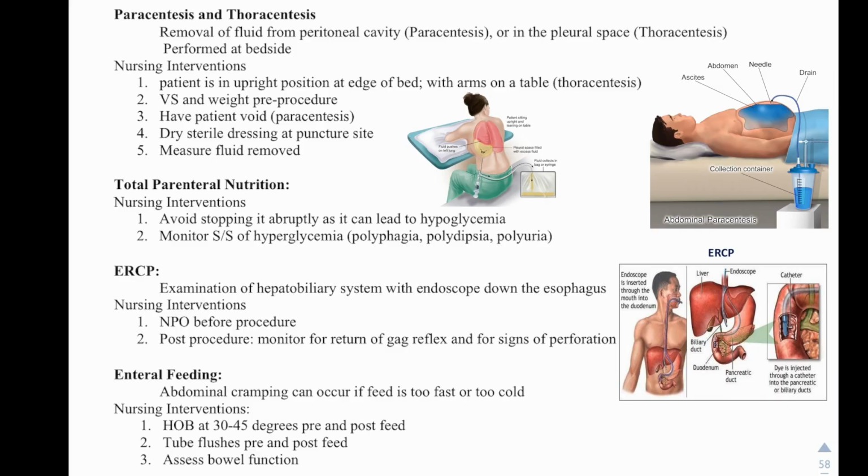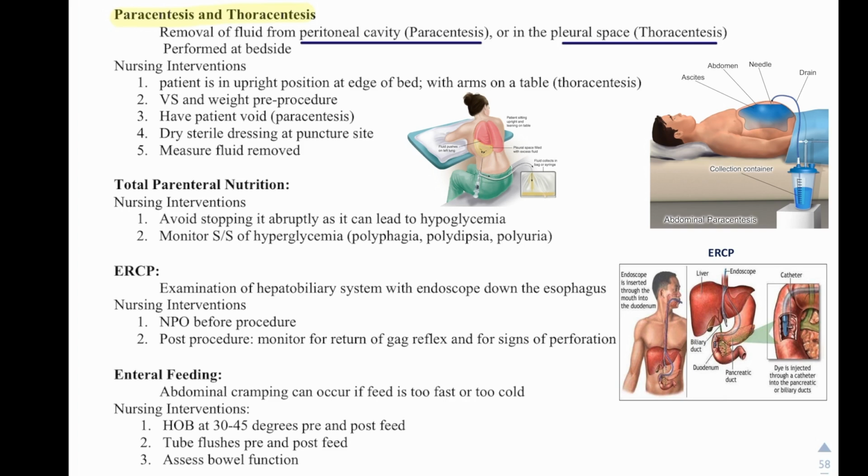All right, so let's talk about a paracentesis and thoracentesis. So these are the removal of fluid from the peritoneal cavity for a paracentesis, or the pleural space for a thoracentesis. It's performed at the bedside. Our nursing interventions are the patient is in an upright position at the edge of the bed with arms on the table for a thoracentesis. Vital signs and weights pre-procedure. Have the patient void if they're getting a paracentesis, and a dry sterile dressing at the puncture site, and measure fluid removal.